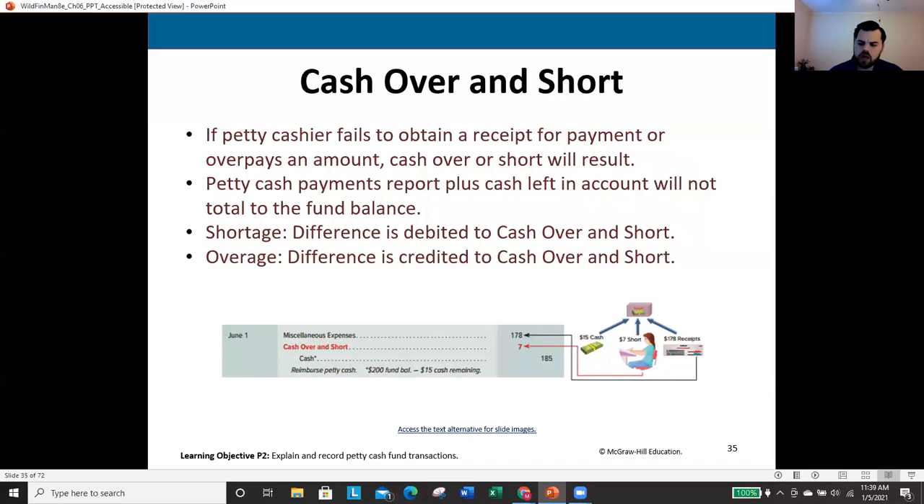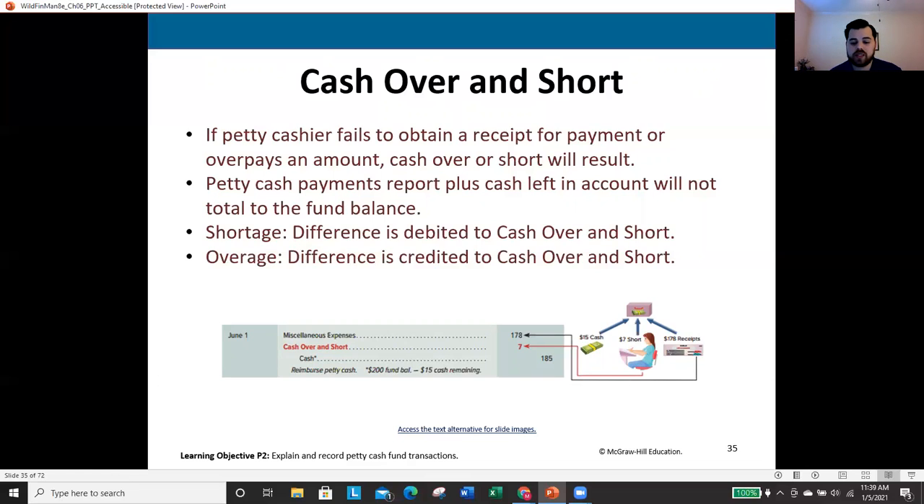Now, just like we saw with a cash register or with a bank teller, your petty cash supervisor may actually be off at some point in time. So if the petty cashier fails to get a receipt for payment or overpays by a certain amount, cash over or short will, of course, result. So petty cash payments reports, plus cash left in the account will not actually equal the fund balance.